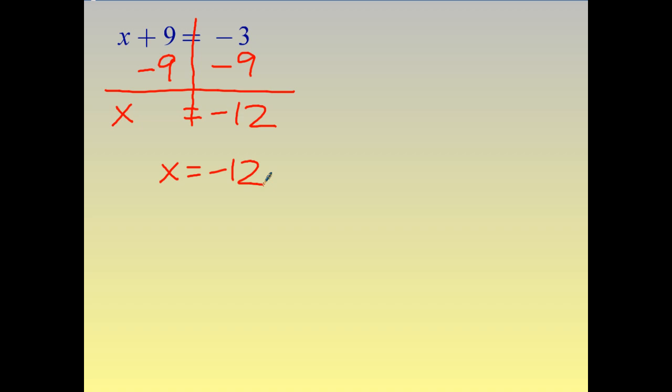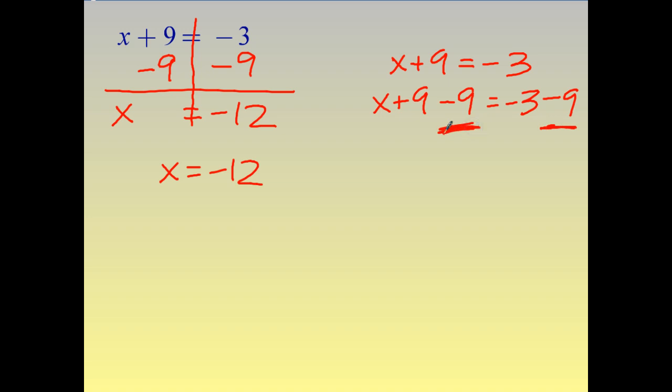I'm going to show you again how to do this with the horizontal method. So X plus 9 is equal to negative 3. If I have plus 9, I want this plus 9 to go away. So I'm going to do X plus 9 and then minus 9 is equal to negative 3 minus 9. And again, this is the new piece, the new thing I'm adding into this equation, so I have to make sure to do it to both sides. X plus 9 and then minus 9 is X. Negative 3 minus 9 is negative 12. And I get the same answer.